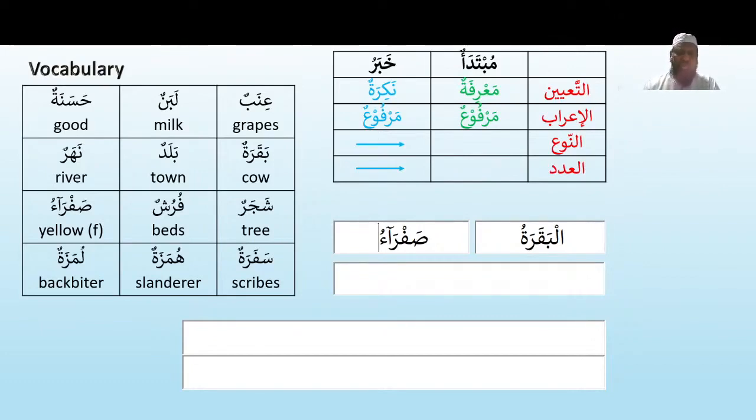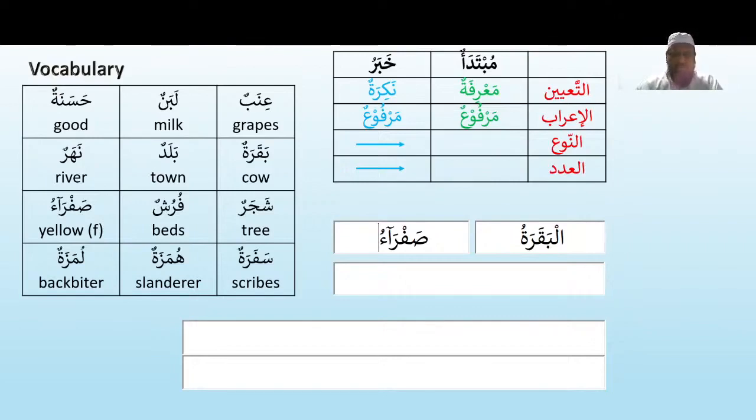Anything that we talk about as mudhakkar, we use asfaru, and safra'u is female, because we've learned one of the signs of feminine is alif mamduda. So we have alif mamduda in safra'u. And because it is ghair munsarif, we have only one fatha. So: al-baqaratu safra'u.